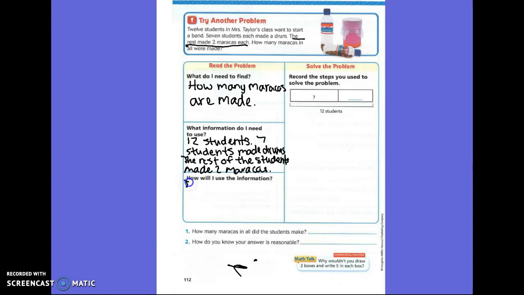So we're going to write, you might write way over here to start because you're not going to have a lot of room. I will make a, looks like my words are together. I will make a bar model.